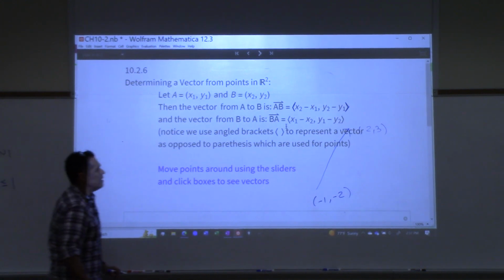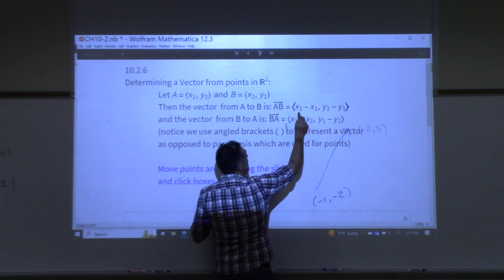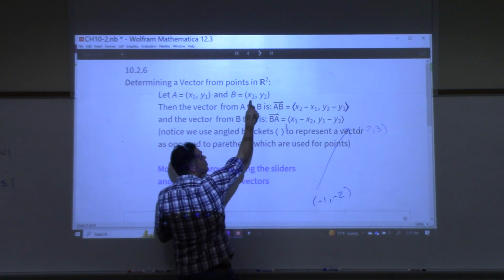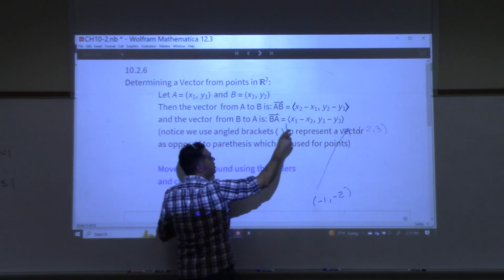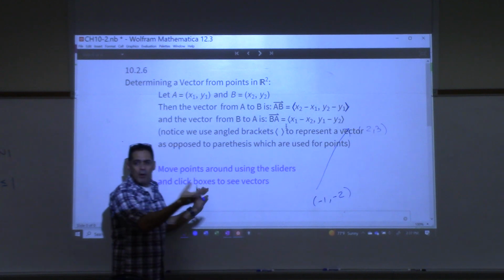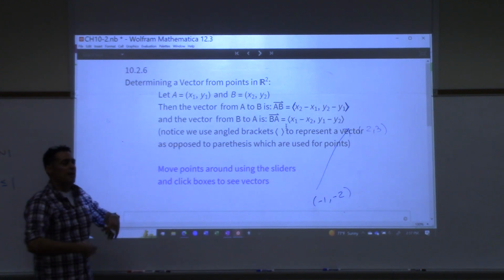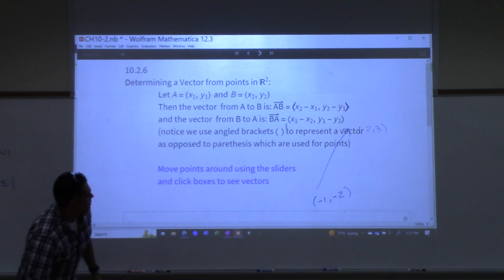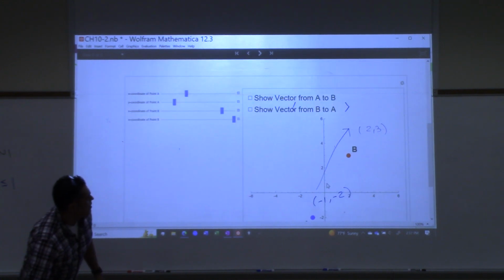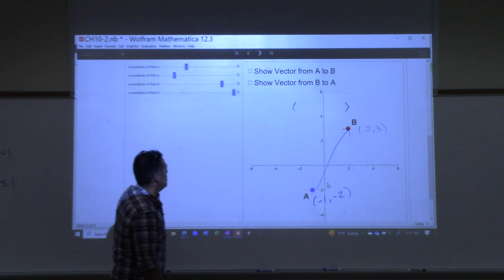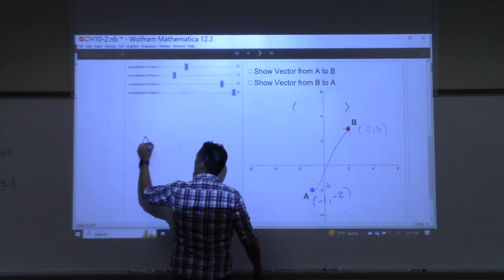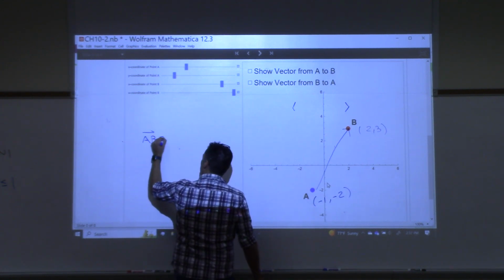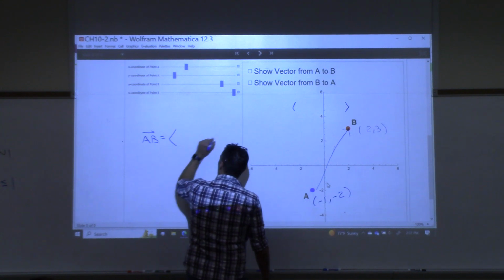So you're going to write an angled bracket. You're going to take the x2, that's the x-coordinate of the point you're going to, and subtract the x-coordinate of the point you're coming from. And then you do the same thing for the y-coordinates. So let me bring this back up here. The formulas are all there for you to look at in your notes. So if I want the vector that goes from A to B, I'm going to write an angle bracket like this.